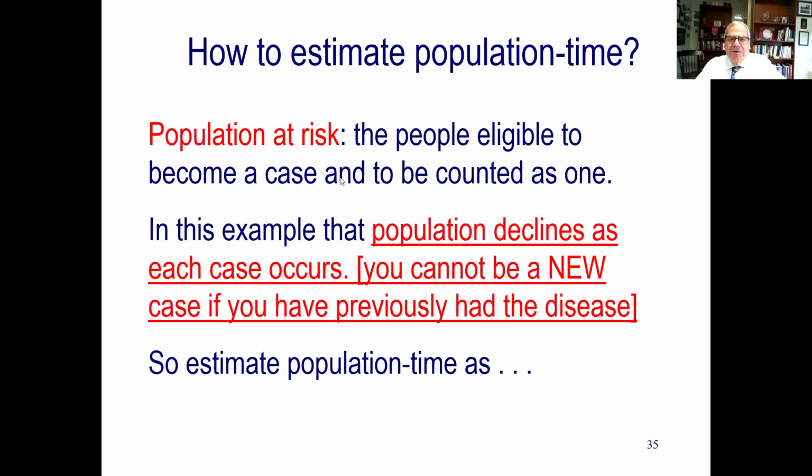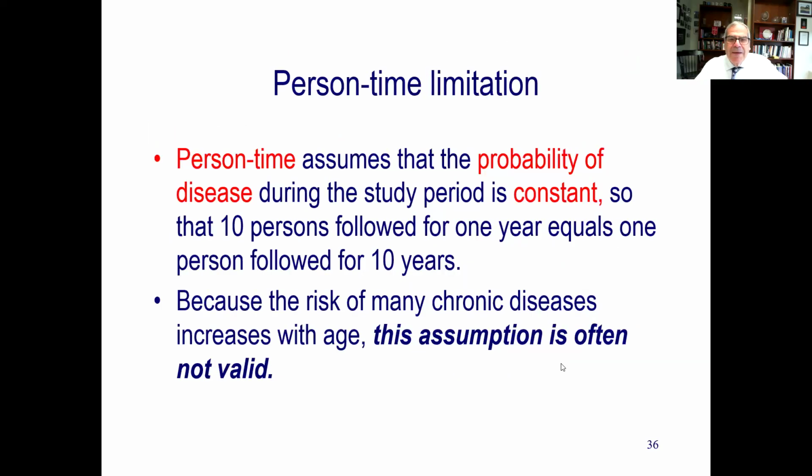So if an individual has already had the disease, has already had the condition, they really can't be a new case. They're an old case. So they would not fit into the denominator. In this case, the population declines as the case occurs. And again, you can't be a new case if you've previously had the disease. So your denominator should be going down over time. The limitation that you see in the person time limitation is that person time assumes that the probability of the disease during the study period is constant.